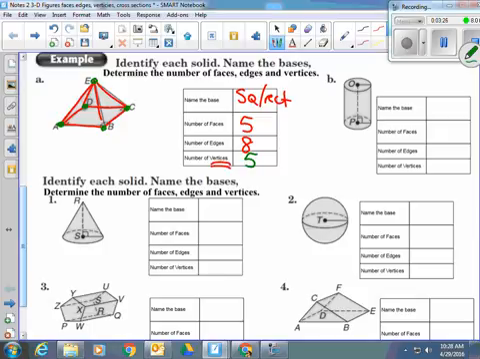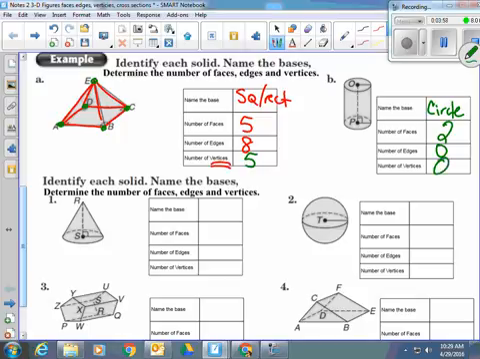B. What's the shape of the base? Circle. Remember, it's just the flat sides. How many faces are there? 2, the 2 circles. How many edges are there? None. These are all curves, so there's no straight flat side, and there are 0 edges. How many vertices? 0. Very good.